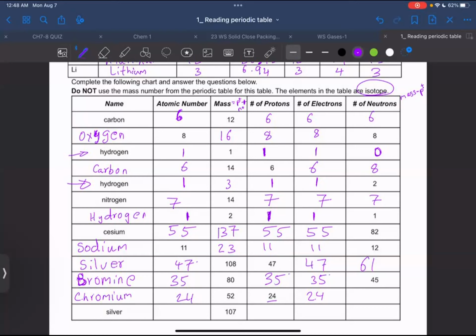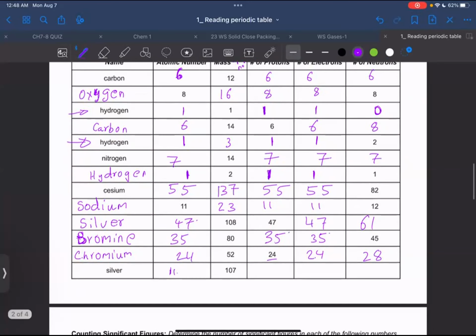Uh, 52. So that would be 28. This is silver. 17 minus 47, because silver is 47. So that would be, hold on. No, why is it 47? 60.